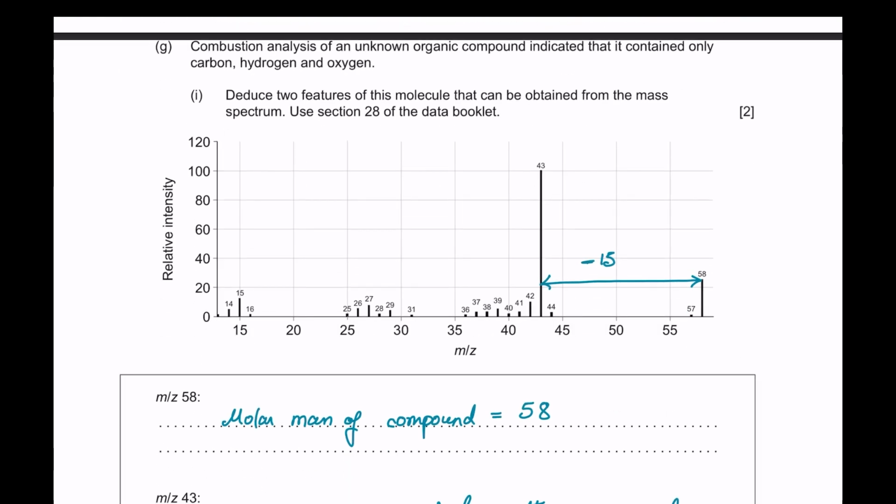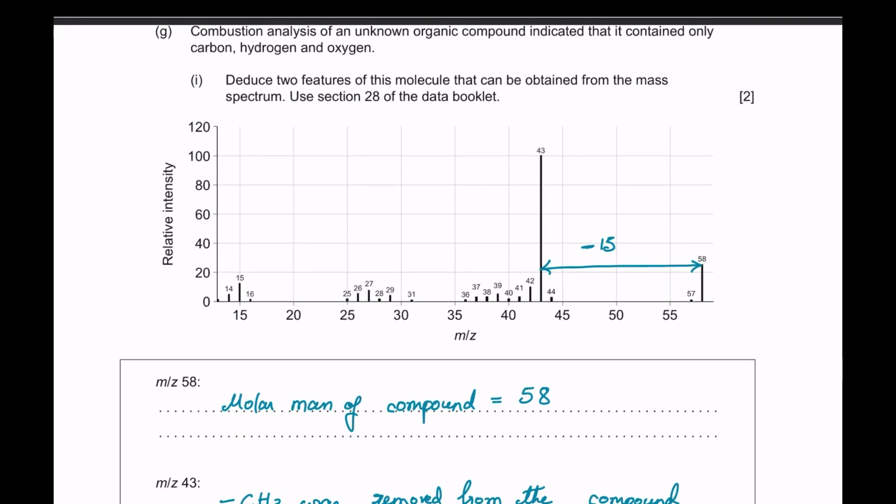Now moving on to part G. Combustion analysis of an unknown organic compound indicated that it contained carbon, hydrogen, and oxygen. So we have the mass spectrum basically, and we need to identify two features, one from m/z 58 and m/z 43. What is m/z 58? 58 is the last peak, and we know that the last peak gives you the molar mass of the compound. So the molar mass of the compound is equal to 58, and we also have to do an analysis of m/z 43.